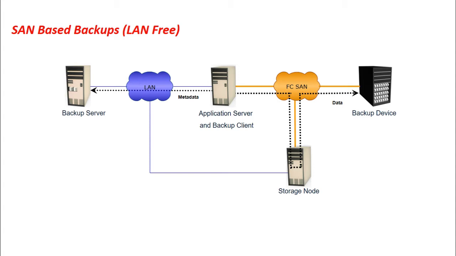The volume of metadata is insignificant when compared to the production data. The LAN performance is not degraded in this configuration. So if we don't want the LAN performance to be degraded, we can go for SAN based backup, where most of the data will be sent to be backed up over the storage area network, and only the metadata, which is a minuscule amount of data, will be sent over the LAN to the backup server. So this is the SAN based backup topology, also known as LAN free topology.